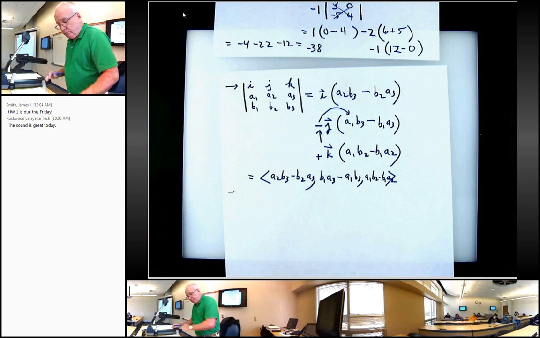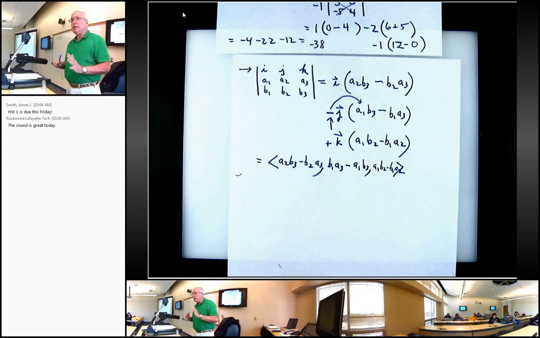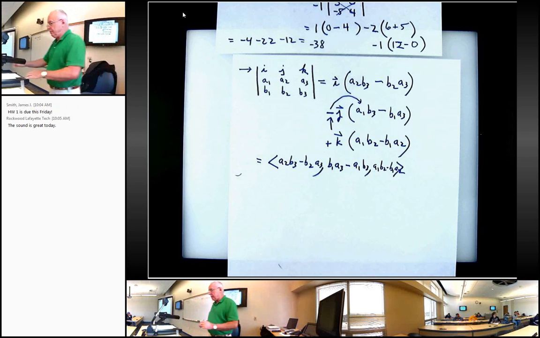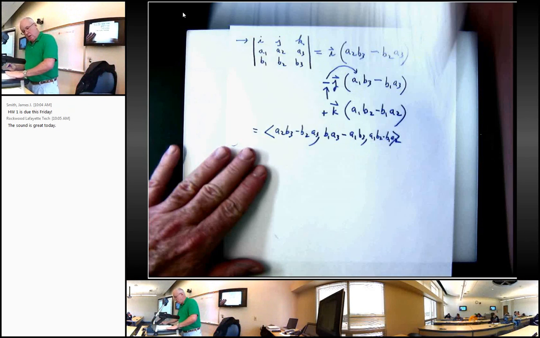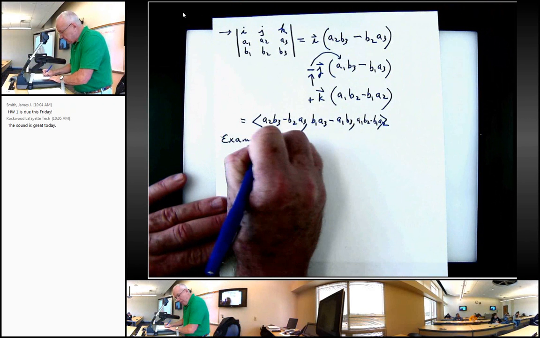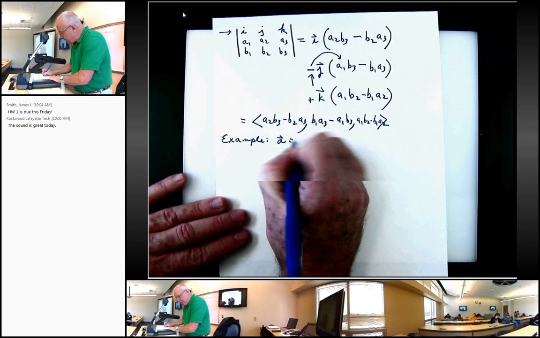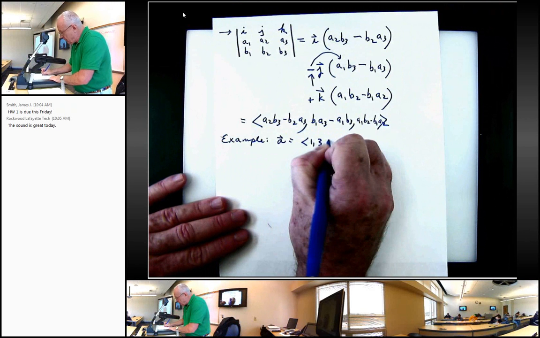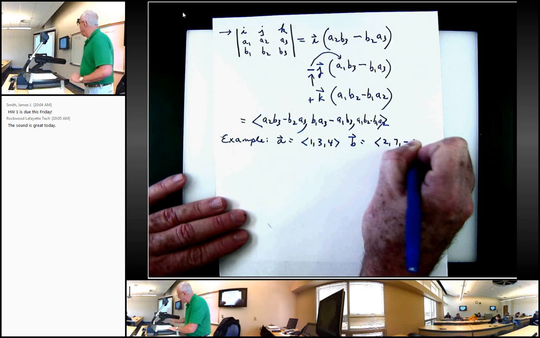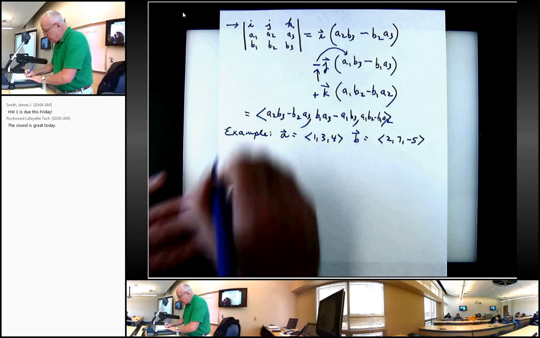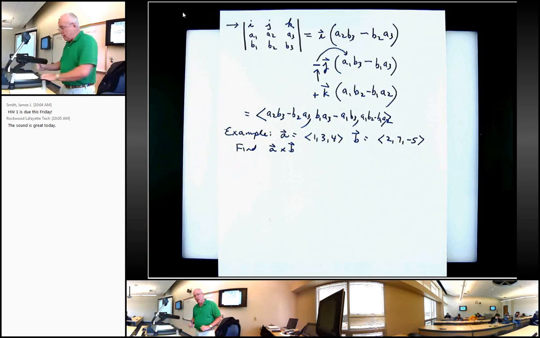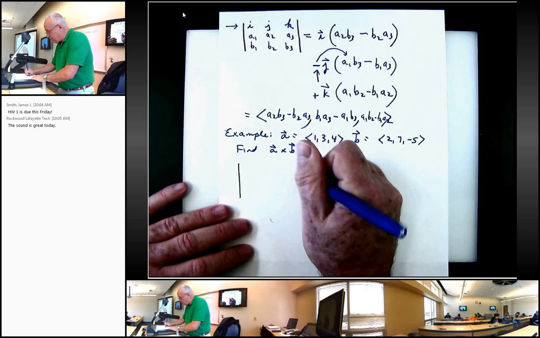So let's do a concrete example of, given two vectors, finding its cross product. Okay, example. Say we're given that A is equal to the vector 1, 3, 4, B is equal to the vector 2, 7, and negative 5, and we're asked to find A cross B.